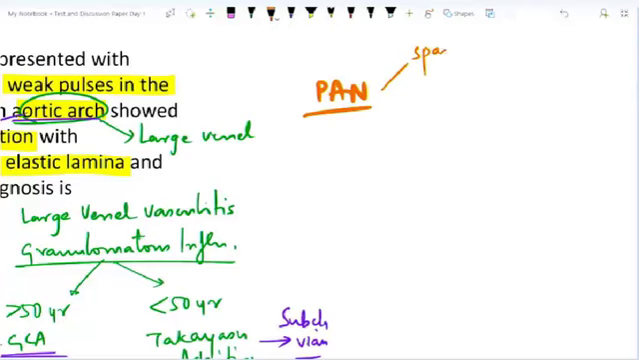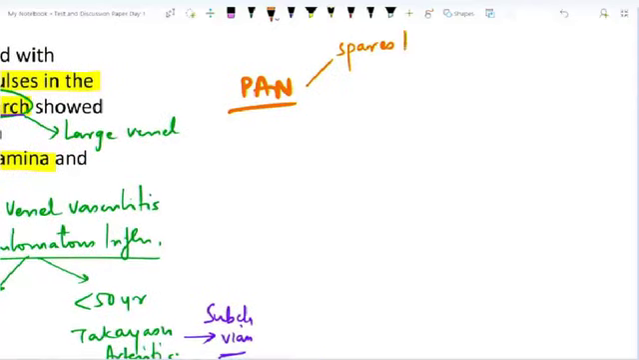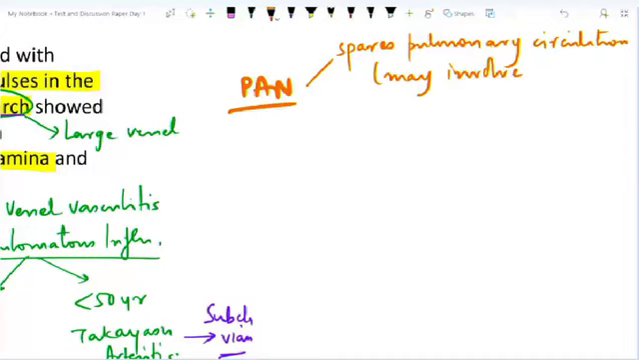First is that it spares bronchial arteries. I'm sorry, it spares pulmonary circulation, and in that it spares pulmonary arteries. Bronchial arteries may be involved. I'm sorry, because our Robbins has not been very clear about this. So it spares pulmonary circulation, but it may involve bronchial arteries.